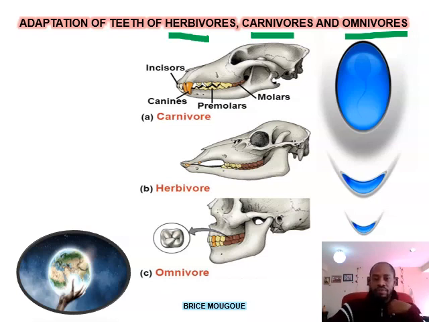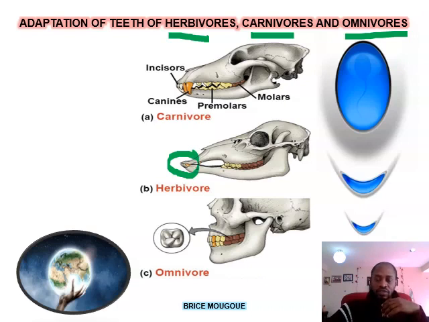I'll start here with the herbivore. My example will be a horse. When we look at the incisor, the front teeth, we'll see that it is flattened and broad and is chisel-like, very sharp, such that when they are grazing, cutting grass, they can have a clean cut because it's very sharp, and then they send it to the back of the mouth.